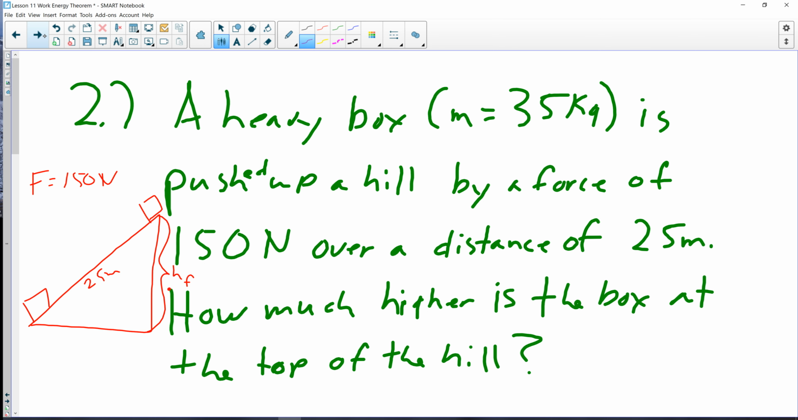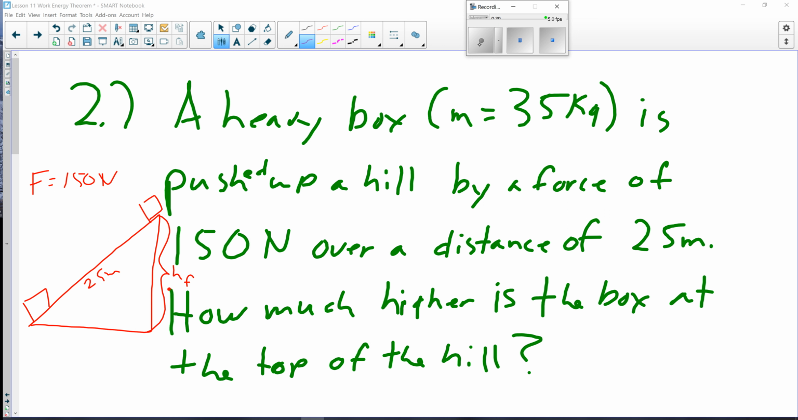I don't like that one. Okay, try this one. So we got an inclined plane, it looks like this. Okay, we're pushing the box up a 25-meter long ramp. Okay, we know the force is 150 newtons. Okay, we're looking for how much higher it will be at the top of the hill. Okay, all right, give you a few minutes on that one.